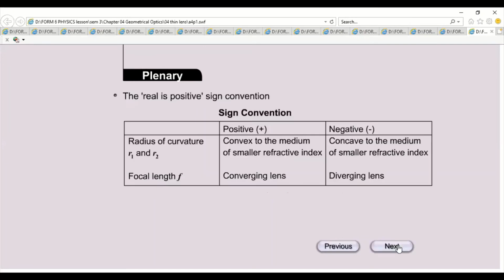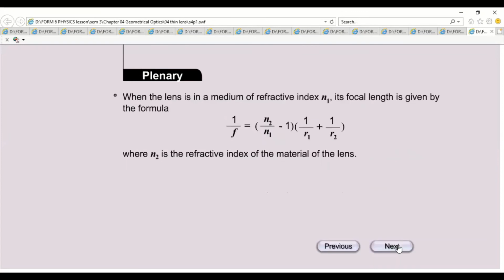The real-is-positive convention for R1 and R2: positive for convex to the medium of smaller refractive index. R1 and R2 are negative for concave to the medium of smaller refractive index. Focal length f is positive for converging lens and negative for the diverging lens.